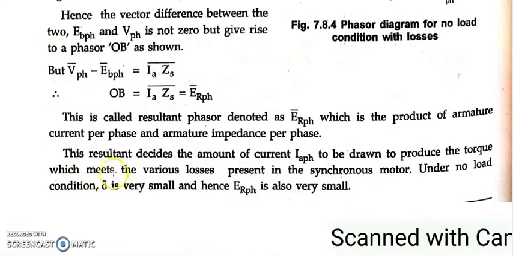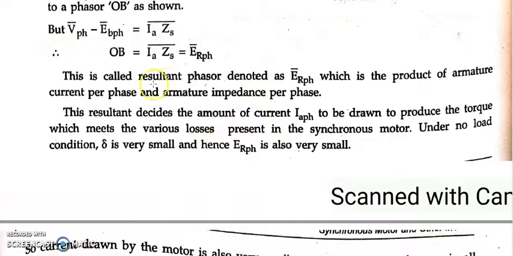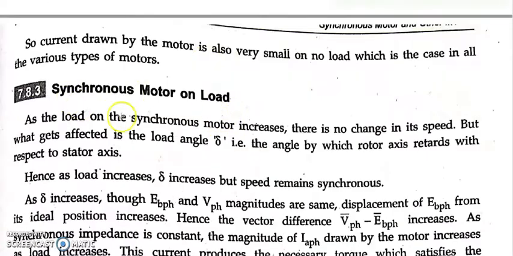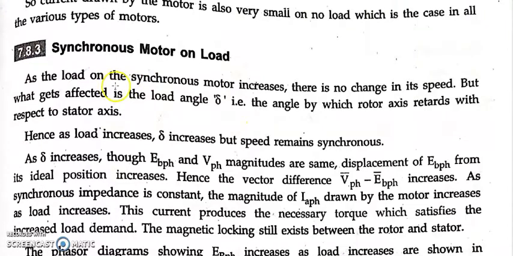As delta is small, Er per phase is also small. Why? Because if delta is small, the Ia drawn will also be less, so the product will be less, hence Er per phase will be less. As delta increases, Ia will increase, and Er per phase will also increase. That we can study in the next topic, the synchronous motor on load condition. Like I said, as you increase the load again and again, the delta value will increase.